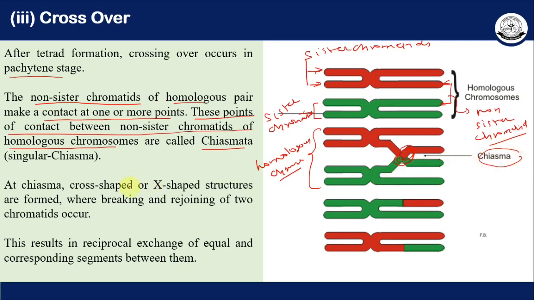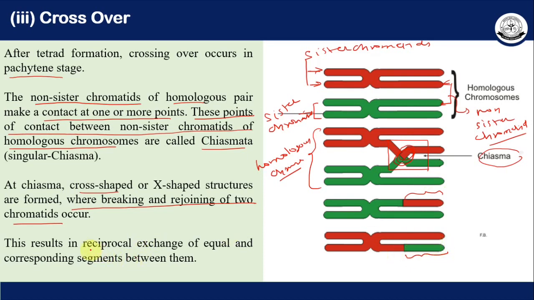And they are cross shaped. You can see they are cross shaped. If we take only this segment, it looks like a cross, it's a cross shape or X shape, right? Where breaking and rejoining of two chromatids occur. Here it breaks and joins again. So you can see part of this green color now turns red, and part of the red turns to green. This is where the contact was, and in this contact the breaking takes place and the rejoining takes place.